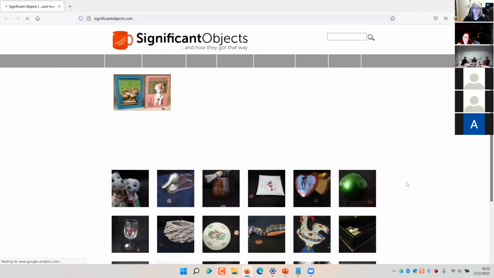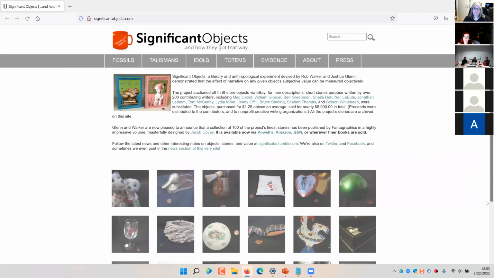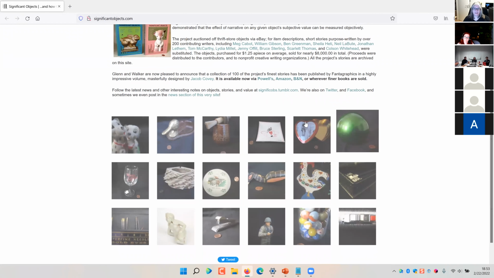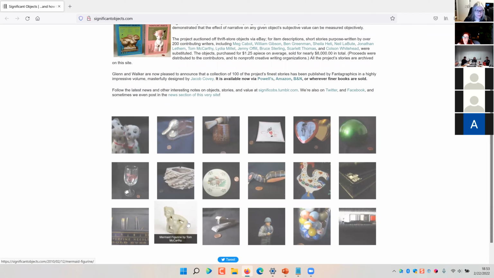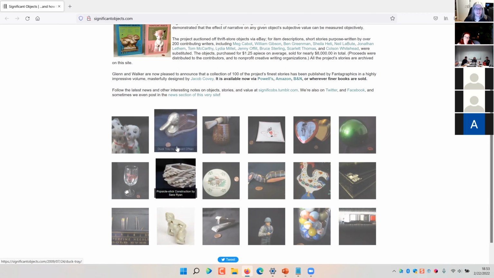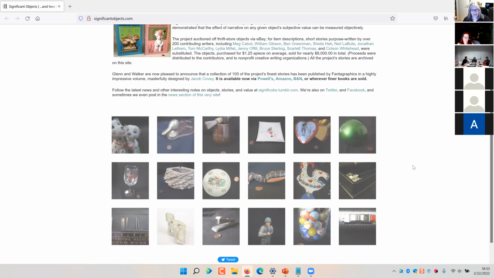So this was a little project in which the people doing it found random little trinkets that are not valuable whatsoever. Here, little figurines, a plate, a little, I don't even know what that is, a mermaid figurine, a duck. There was a rubber mallet in here somewhere. And they bought these on average for $1.25. They bought 100 of these for a total of $125. And then they ended up selling them for about $8,000.